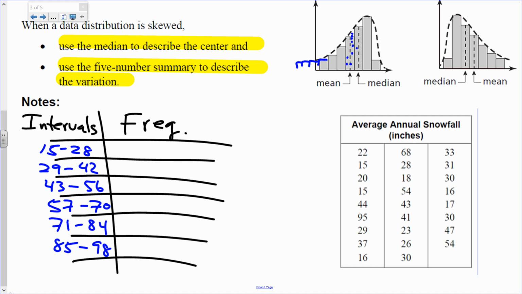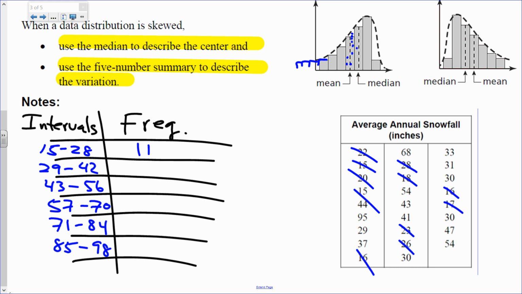Let's get the frequency now. Okay, frequency. How often did it occur? That's what frequency means. So 15 to 28, here we go. 1, 2, 3, 4, 5, 6, 7, 8, 9, 10, 11. 11 of those puppies.